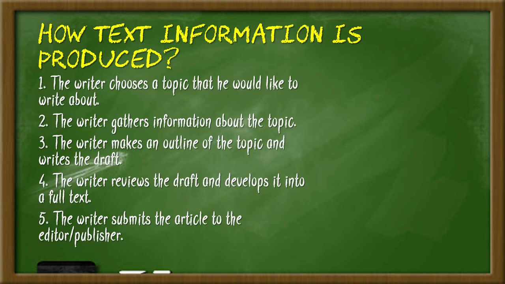Text information is produced through the following steps. First, the writer chooses a topic that he would like to write about. Second, the writer gathers information about the topic. Third, the writer makes an outline of the topic and writes the draft. Fourth, the writer reviews the draft and develops it into a full text. And lastly, the writer submits the article to the editor or publisher.